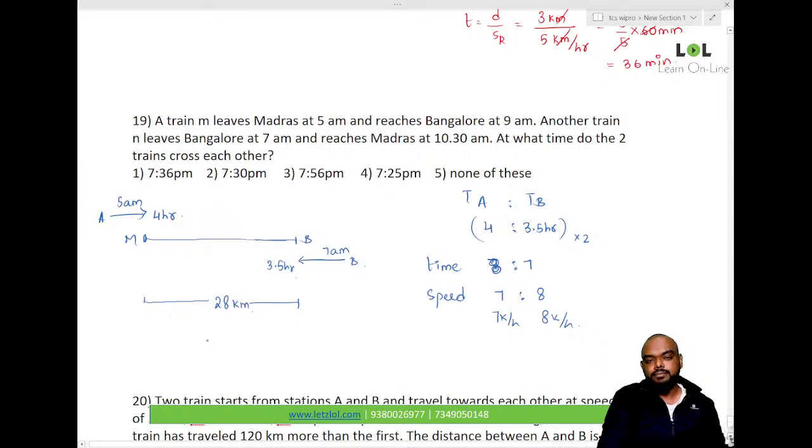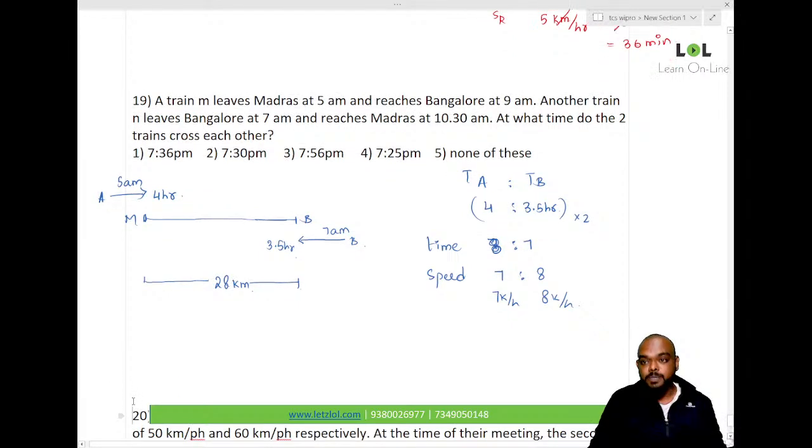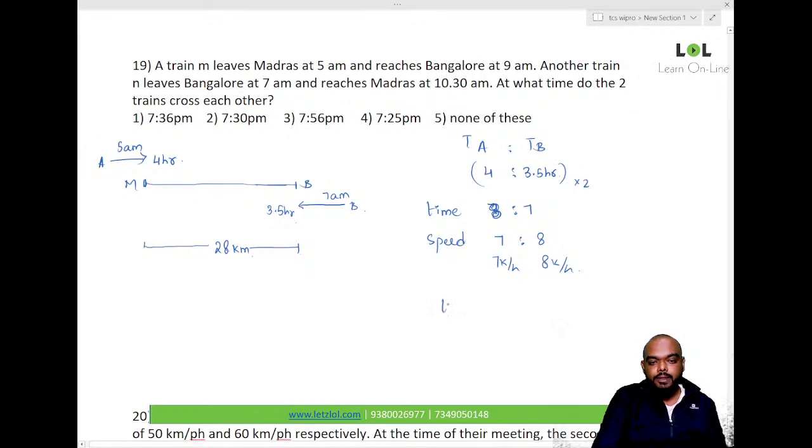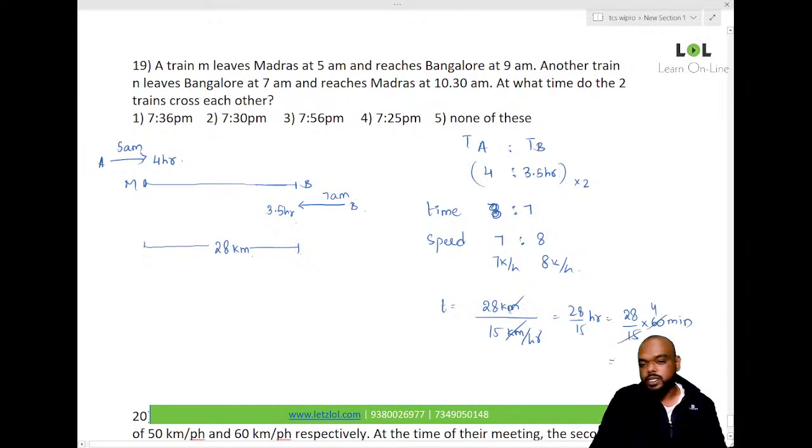That's all. So now we need a time. Time is distance by speed. So how do we calculate time? Distance by speed. What is the distance? 28 kilometers. Speed, sum of their speeds, 7 plus 8, 15 kilometers per hour. So we will get 28 by 15 hours. Convert it into minutes by multiplying with 60 so that hours become minutes. 15 ones, 15 fours. So 3 into 4, 12. This will be 112 minutes.